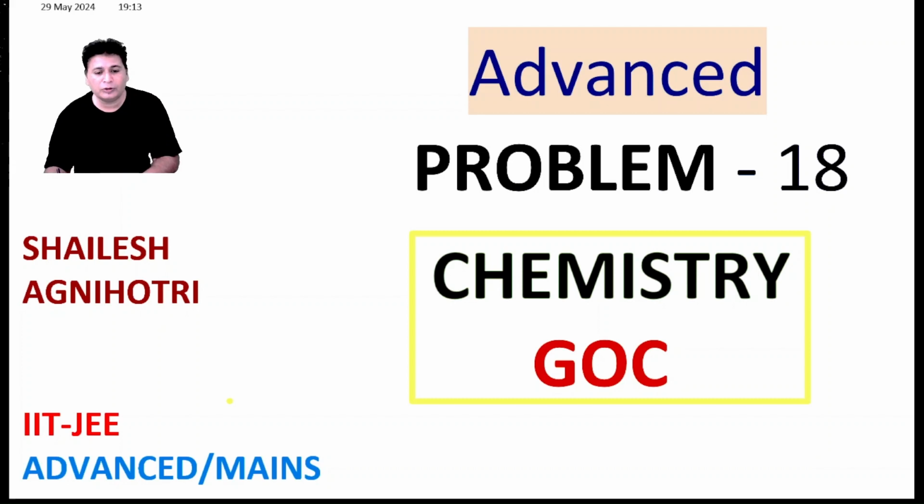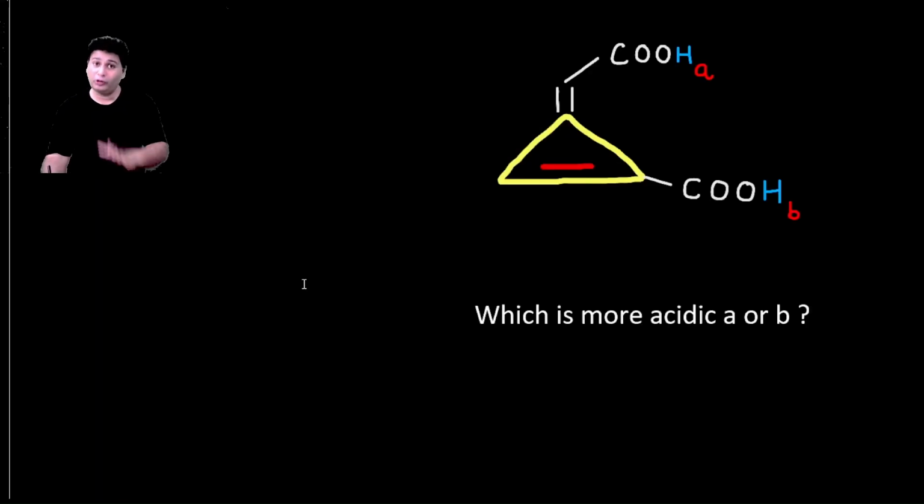If you see question number 18 on your screen, the compound carries two carboxylic groups and the hydrogens are labeled as A and B. You have to tell the acidity of these hydrogens, which is more acidic, which is less acidic.